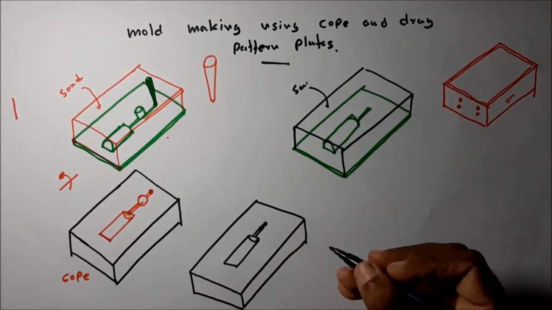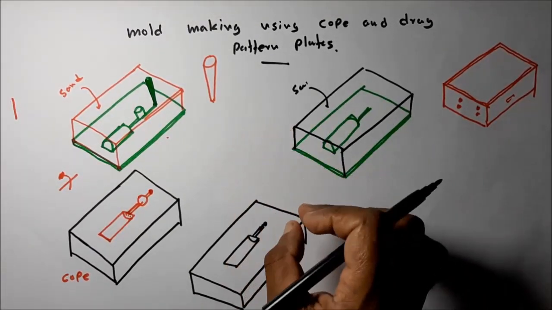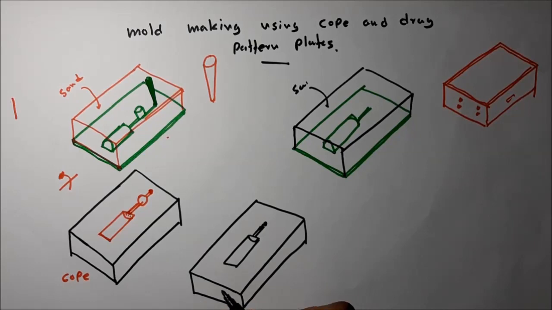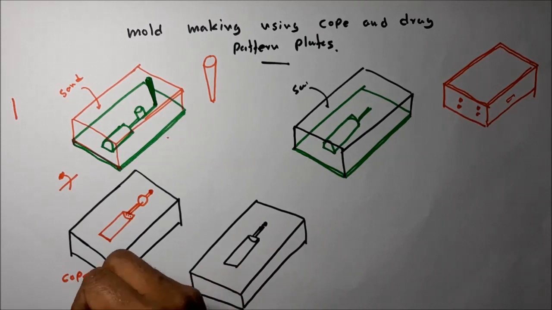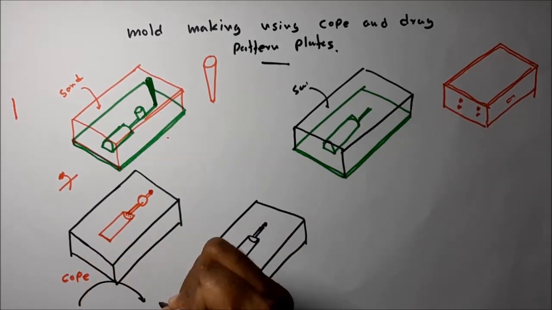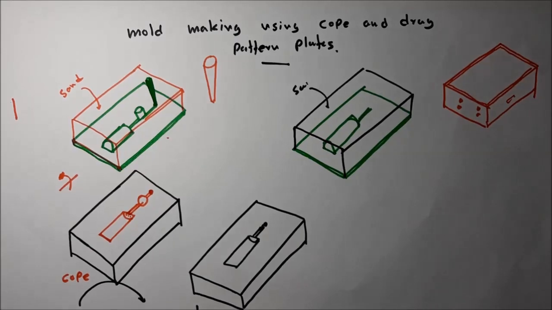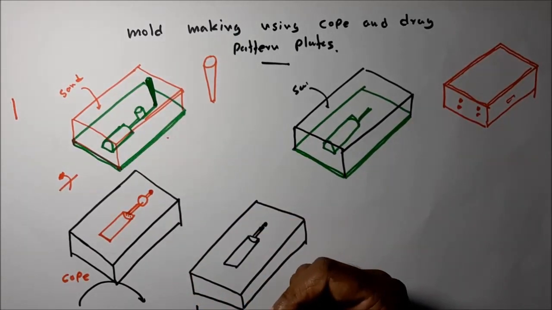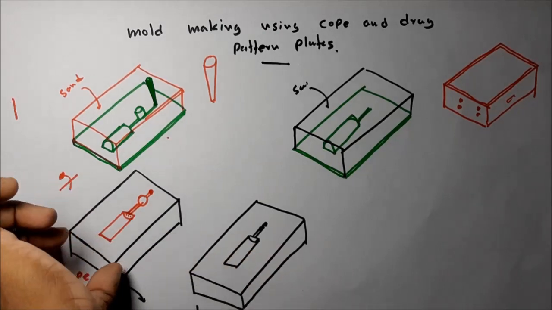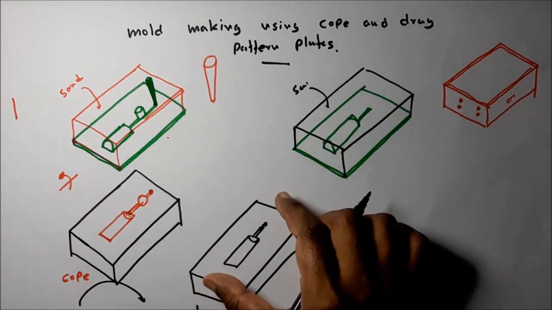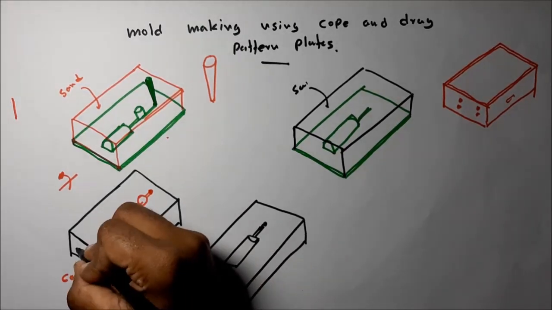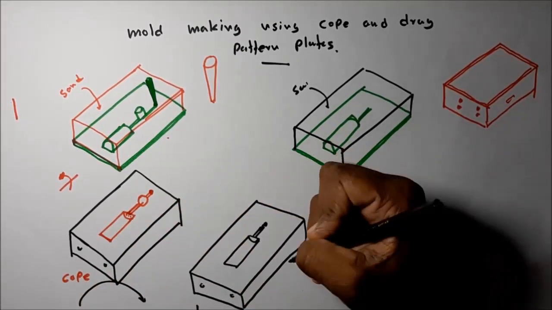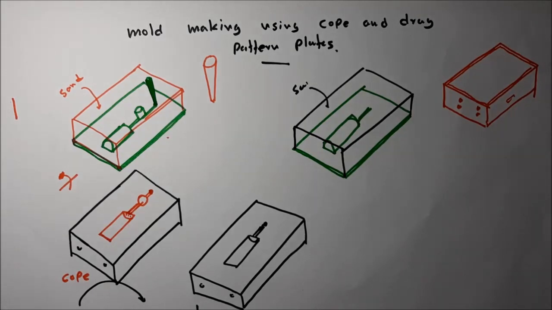Then after inverting, we can take this part. These two halves we place on each other. That means we place this one on top of this drag part, and then we can create the complete cavity. There are guide pins for alignment, and we can align it using these guide pins. By placing this on top of this cavity, we create the total cavity.